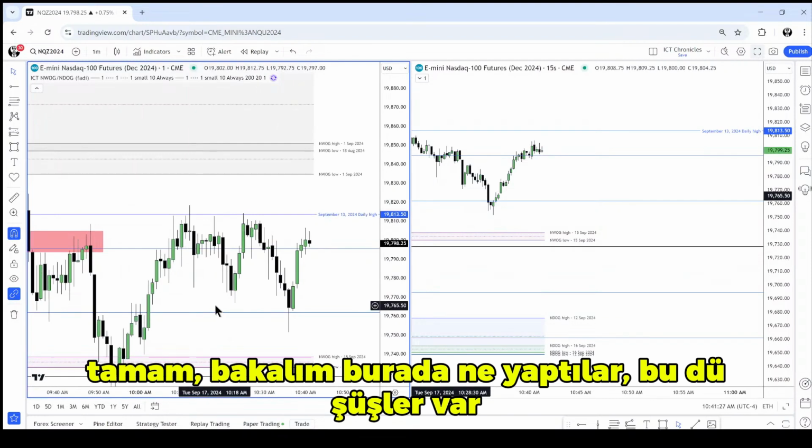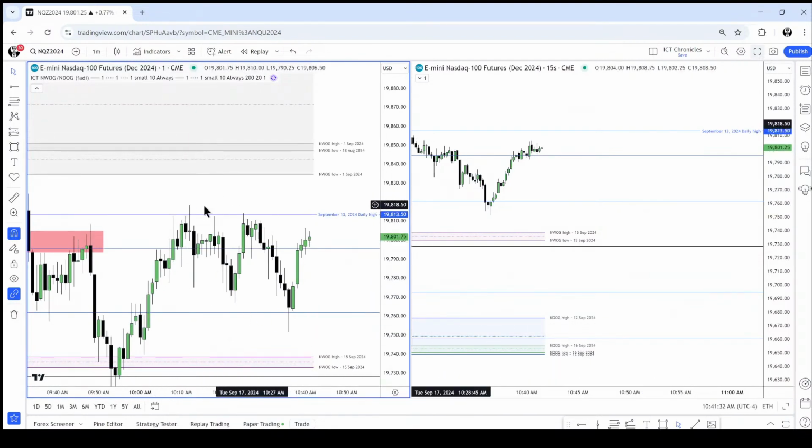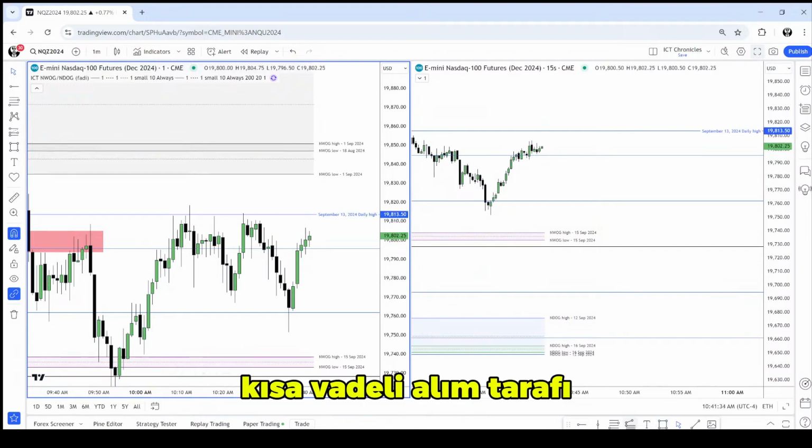All right, so see what they did here? We have these lows. This is jagged on the bottom end. What's up here? Short-term buy side.